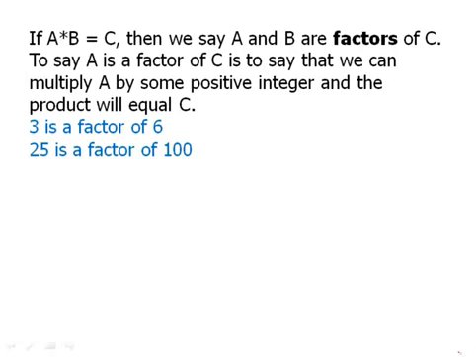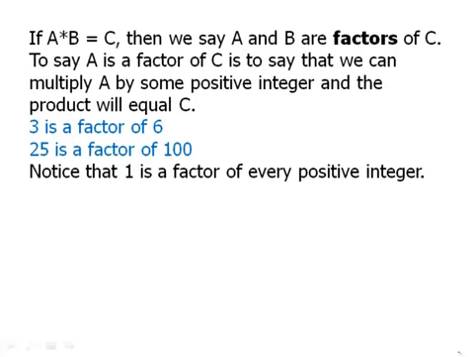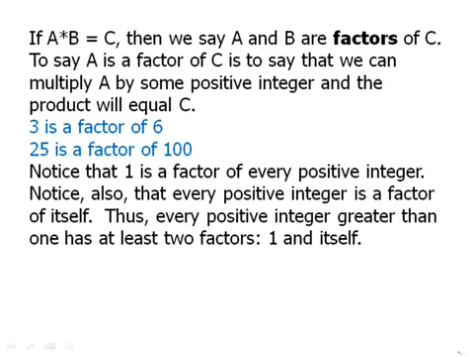25 is a factor of 100. We can multiply 25 by a whole number, a positive integer, and get 100. Notice that 1 is a factor of every positive integer. Notice also that every positive integer is a factor of itself. Thus, every positive integer greater than 1 has at least two factors, 1 and itself. We'll return to that idea later.